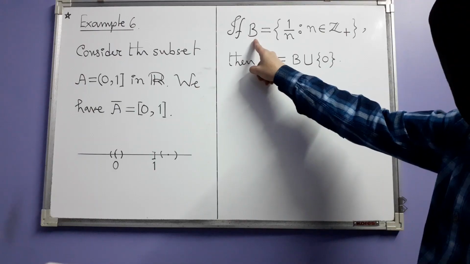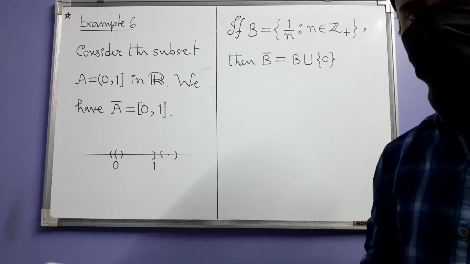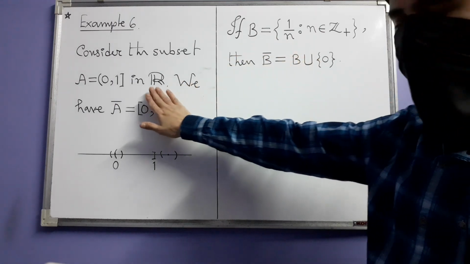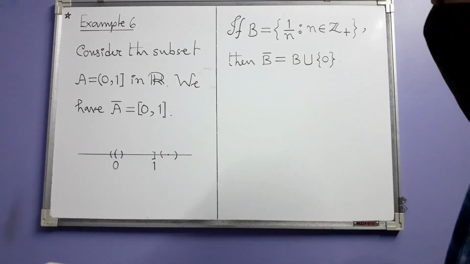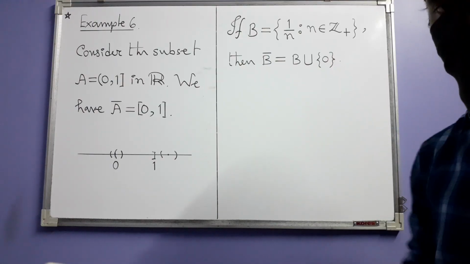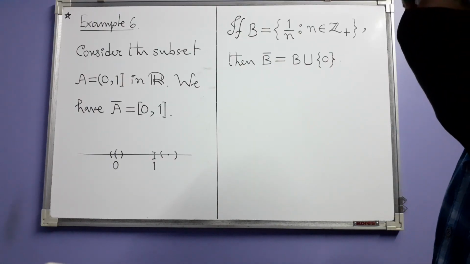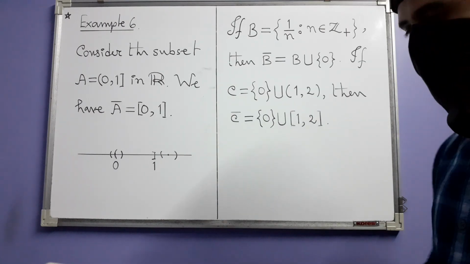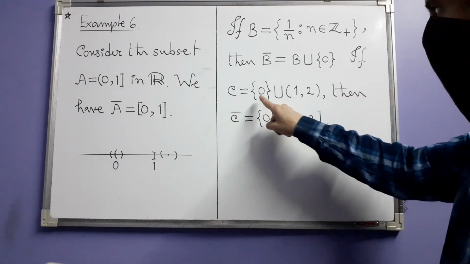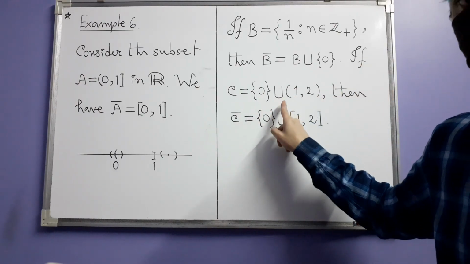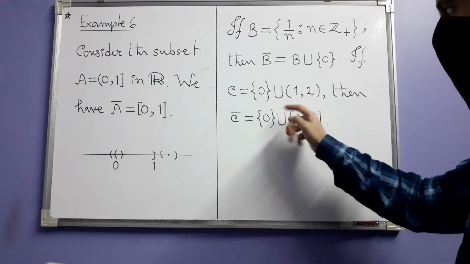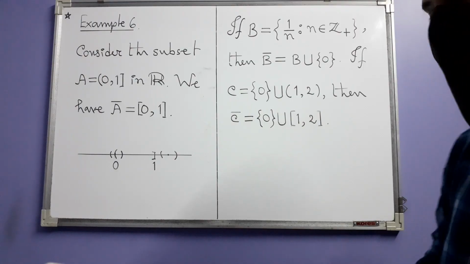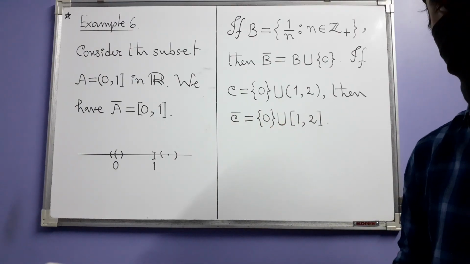Next, we considered this subset B, which is the set of all reciprocals of positive integers, also considered as a subset of R, and the closure of B in R is B union the singleton set consisting of 0. I want you to go through a similar argument to see why this is so. Similarly, we have another one. If C is the singleton set 0 union the open interval (1, 2), then the closure of C is that singleton set union the closed interval [1, 2]. And for this also you argue similarly.